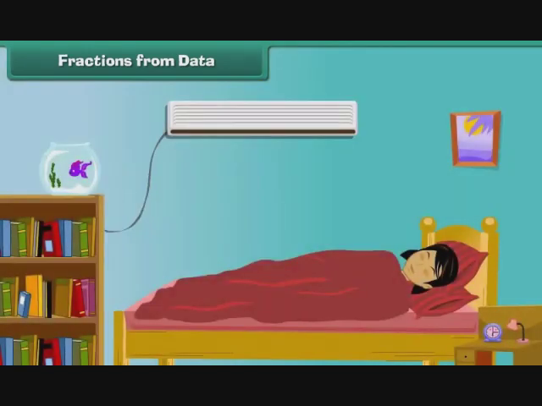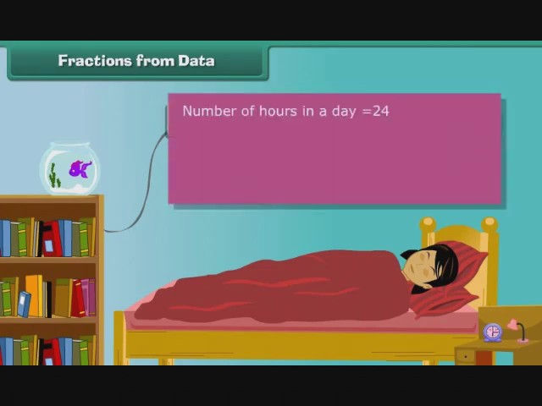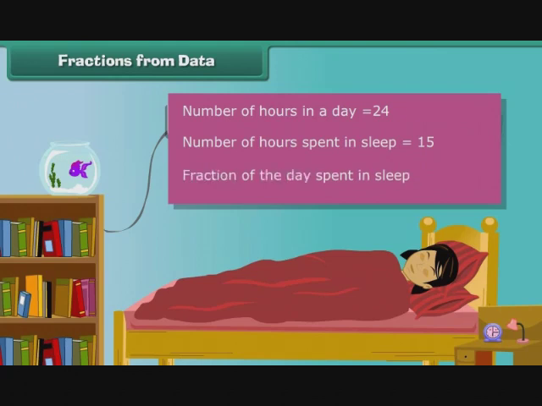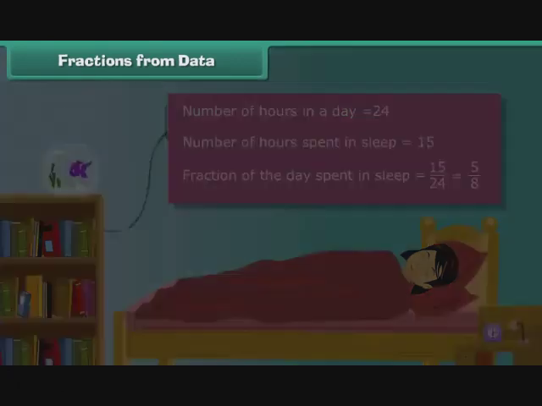Sandhya is Rishabh's little sister. She sleeps 15 hours a day. Let us compute the fraction of the day she spends sleeping. Number of hours in a day is equal to 24. Number of hours spent in sleep is equal to 15. Fraction of the day spent in sleep is equal to 15 by 24, which is equal to 5 by 8.